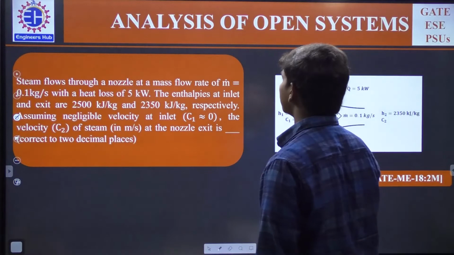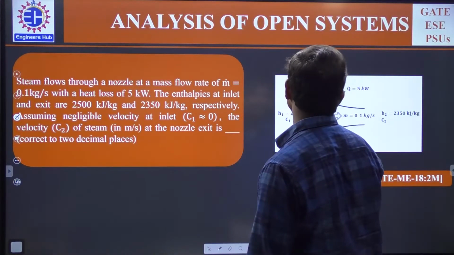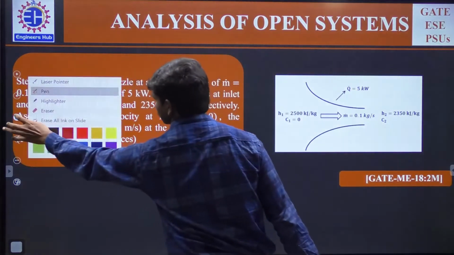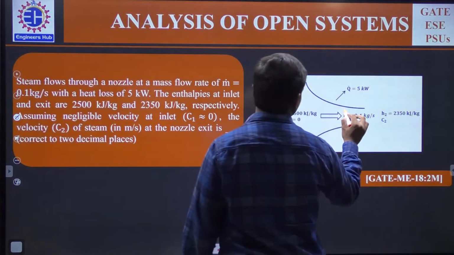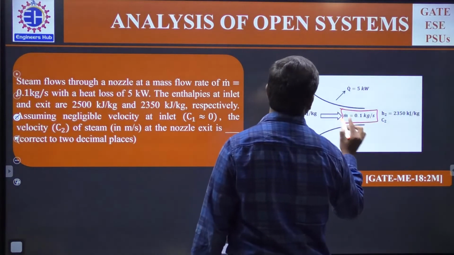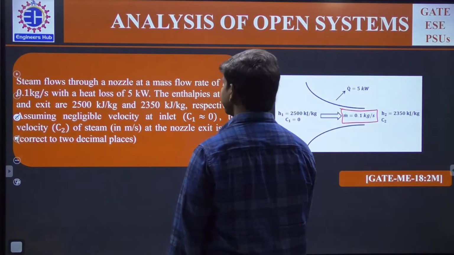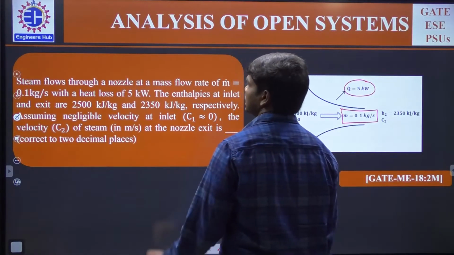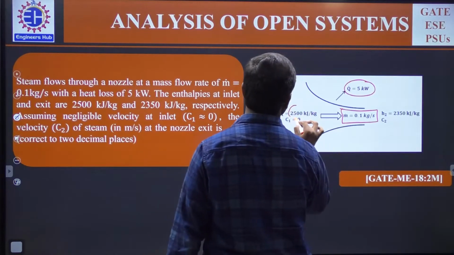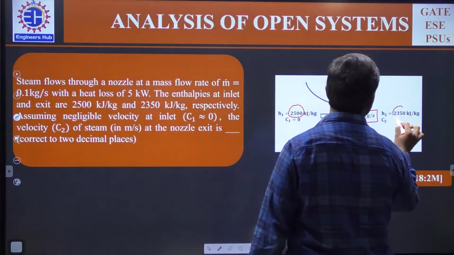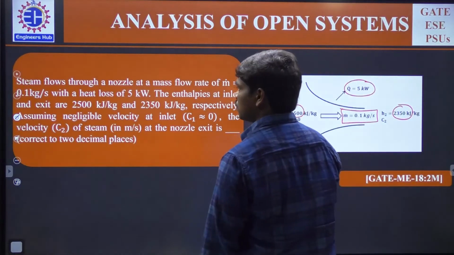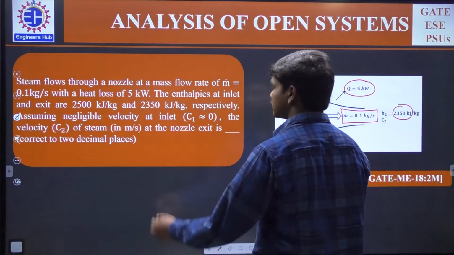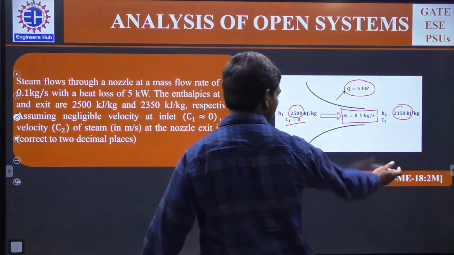Steam flows through a nozzle at a mass flow rate of m dot equal to 0.1 kg per second, with a heat loss of 5 kilowatts. So 5 kilowatts of heat is also going out of the system. The enthalpies at inlet and exit are 2500 and 2350 kilojoule per kg. Assuming negligible velocity at inlet, so C1 is 0, the steam exit velocity is dash. Cut to 2 decimal places. This is a GATE 2018 question.